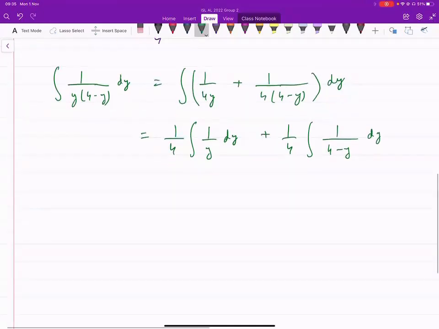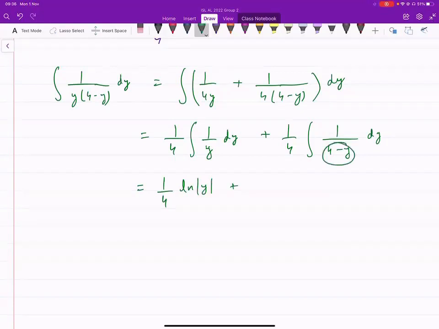Now for the first one, we already have the log form. Y का derivative ऊपर है हमारे पास 1, so that becomes 1 over 4 ln of y. So that's pretty straightforward. For the second one, we've got 4 minus y in the denominator. 4 minus y का derivative क्या होता है? Minus 1, so we need minus 1 in the numerator. What we can do is change that sign here, और उसकी वजह से बाहर वाला sign भी negative हो जाएगा. ठीक है?